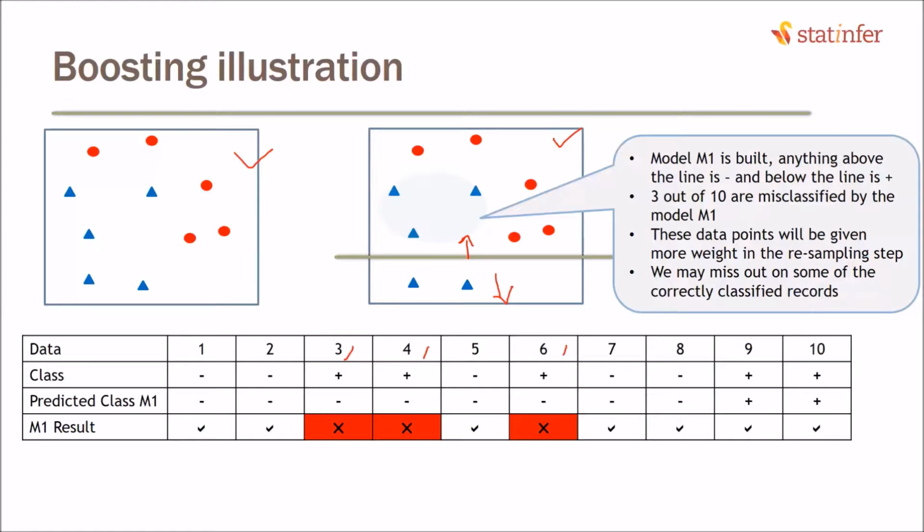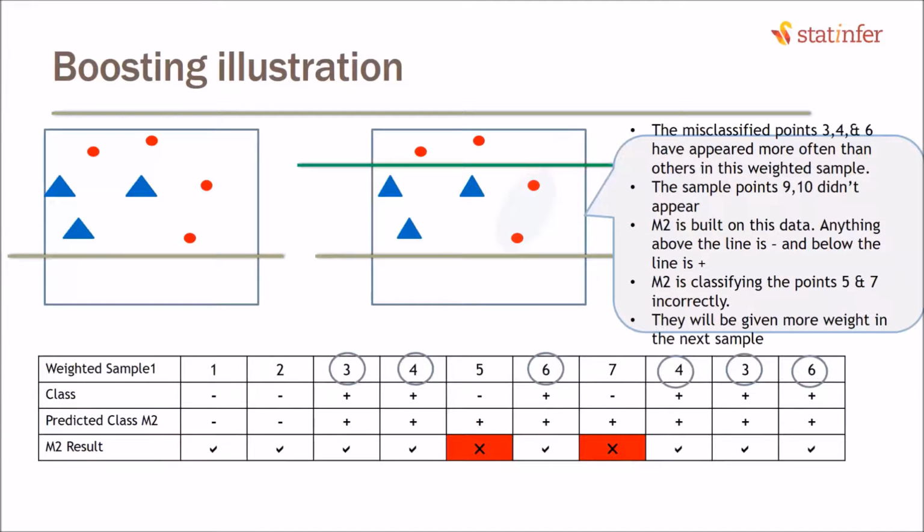Now we will resample, give more weight to these data points, and then build a model M2. So we resample, and each one of them is picked more often than the other ones, so the other two are not even picked. There are 1, 2, 3, 4 points, and these are picked 6 times, so 3, 4, 6, 3, 4, 6 is picked again. Now model M2 is built.